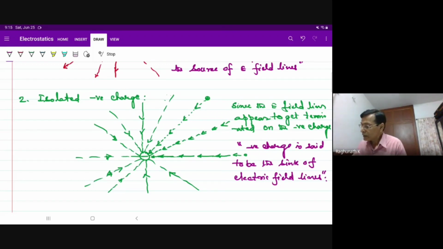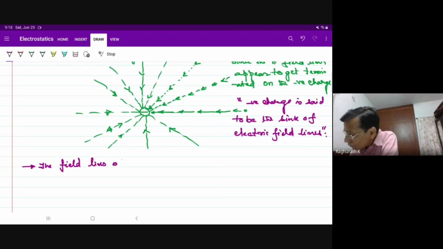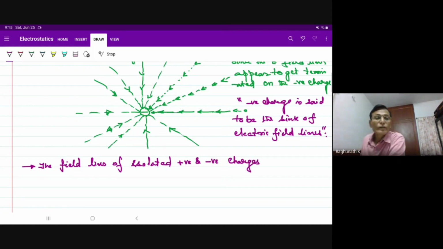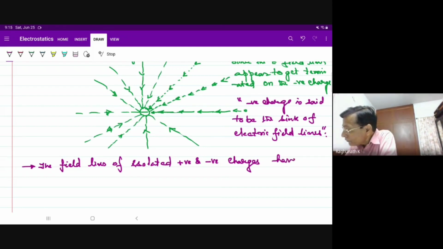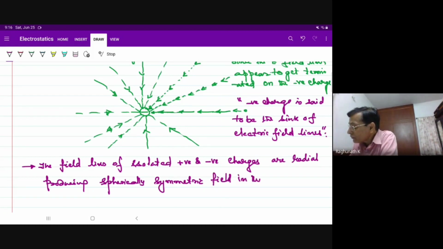Now listen. The field lines of isolated positive and negative charges are basically radial, producing a spherically symmetric field in the space, in three-dimensional space. Okay.